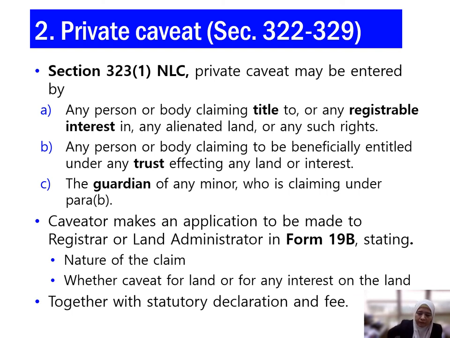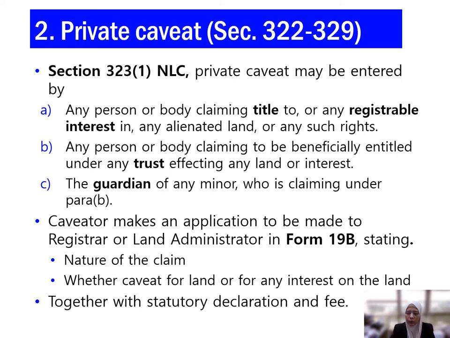What about the private caveat? This is the type of caveat that we often encounter in real life, outside. So we have the private caveat, sections 322 to 329. Under section 323(1), private caveat may be entered by any person or body claiming title to or any registrable interest in any alienated land or any such right. So private caveat can be entered by the proprietor or by anyone who has registrable interest.